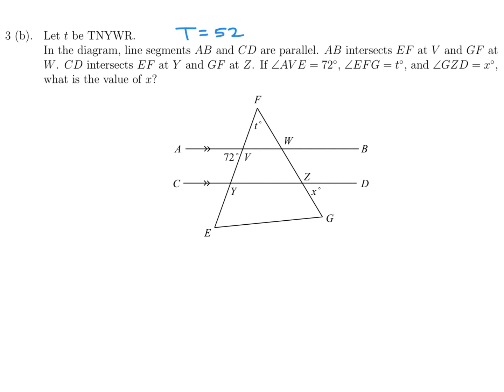Okay, so we got to do some angle chasing here. So this guy in here is going to be 72. That's going to be X. And then that's going to be X. These are all based on basic rules of angles. And T is 52. So in that triangle, T plus 72 plus X is 180. Now T is 52, so 52 plus 72 plus X is 180. And therefore, X would be 56.